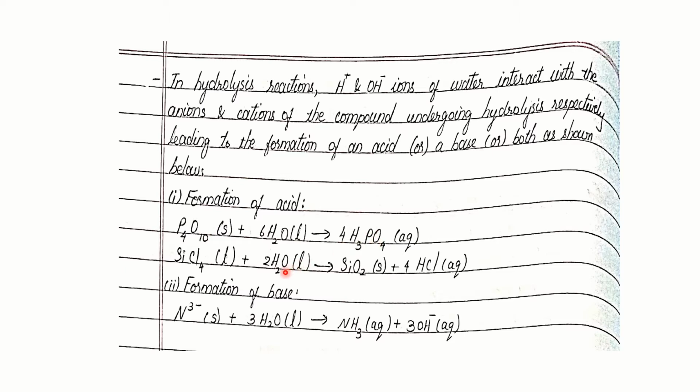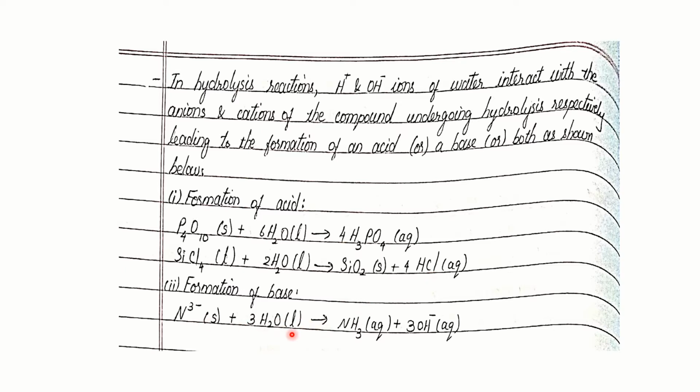Clear? Now, in the hydrolysis of silicon tetrachloride by water, the H⁺ ion of water reacts with the chloride ion of silicon tetrachloride molecule, and the OH⁻ ion of water reacts with the Si⁴⁺ cation of silicon tetrachloride molecule, leading to the formation of silicon dioxide and hydrochloric acid.